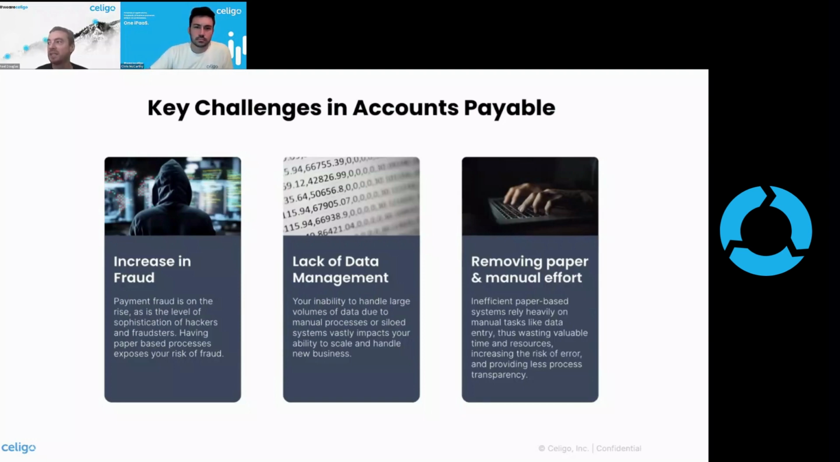And lastly, it's removing the paper and manual effort, right? So there's a lot of inefficient paper-based processes that go into the accounts payable process, right? So data entry, wasting valuable time and resources, really increases the risk of error and provides less process transparency. So it's very difficult for a supervisor or a manager to go back and trace where a manual mistake was made because of all of these manual processes.